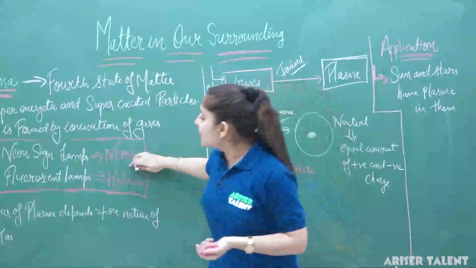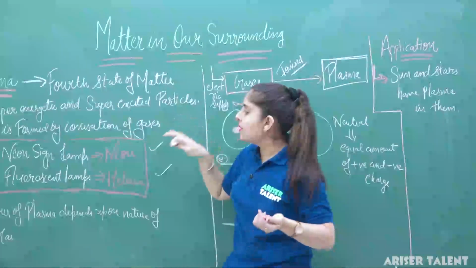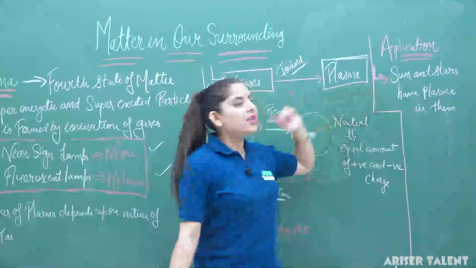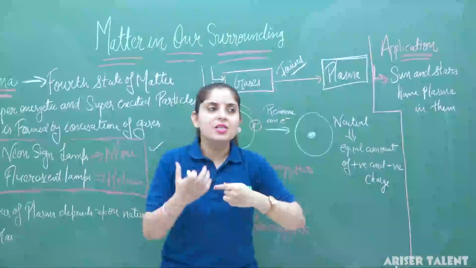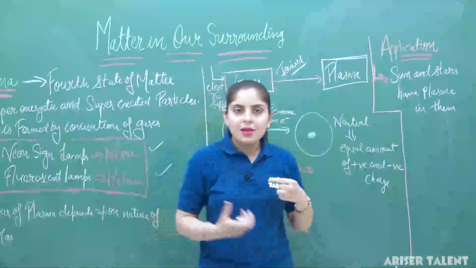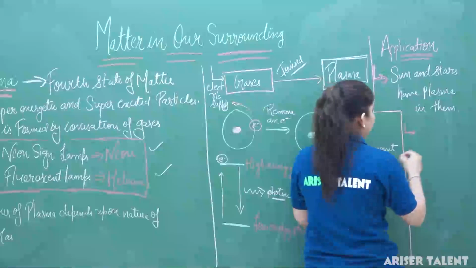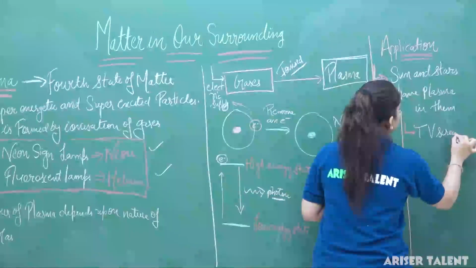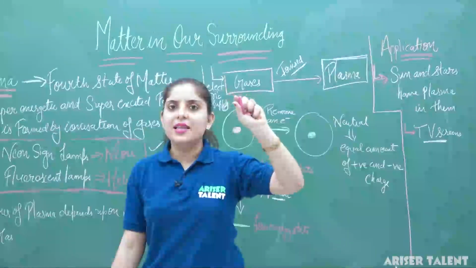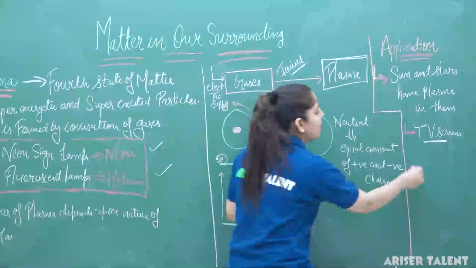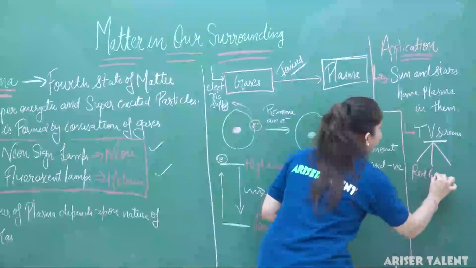One application you have seen is in neon sign lamps and fluorescent lamps, where neon and helium gases are used. These are examples of the plasma we have. Second application is about the sun and stars. Sun and stars contain plasma, and just because of having plasma, they give you light. Next application is very recent nowadays, that is in TV screens. In TV screens nowadays we are using plasma TV. It means in between the glass layers a plasma is filled, and that plasma is able to give you three colors: red, green and blue.